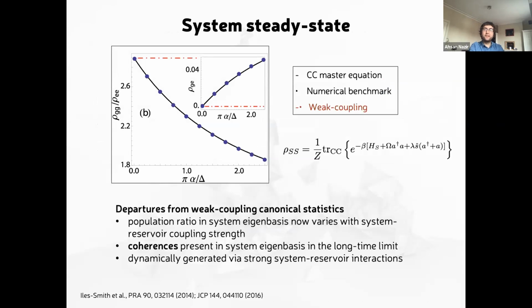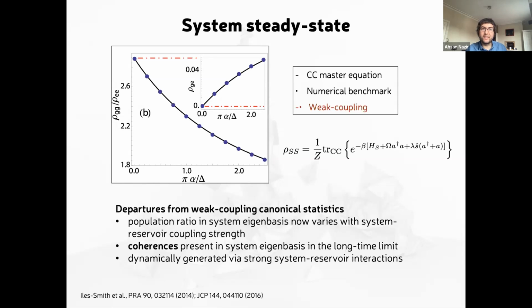So some of the consequences of that are shown here. We're looking at the ratio of the ground to excited state in the system, in the isolated system energy eigenbasis, in the main plot as a function of the system environment coupling strength. We can see that that ratio decreases as the system environment coupling is increased. But in the weak coupling case, of course, we would not see any change at all, because the canonical thermal state of the two-level system doesn't have any dependence on the system environment coupling strength. It just has a dependence on the temperature.